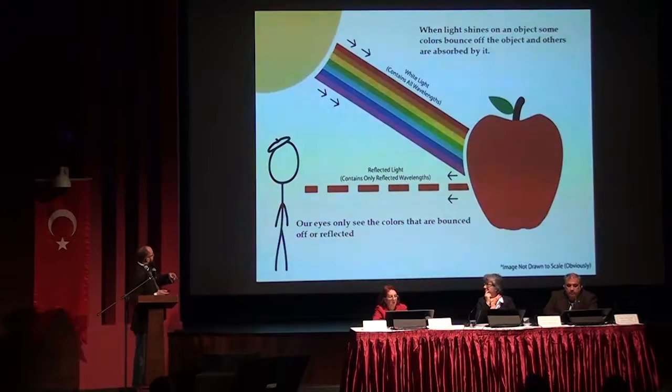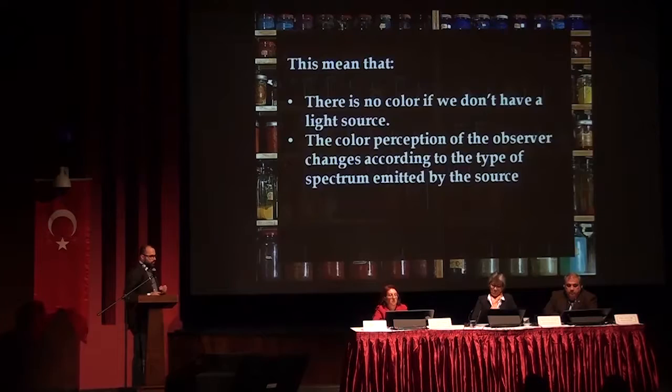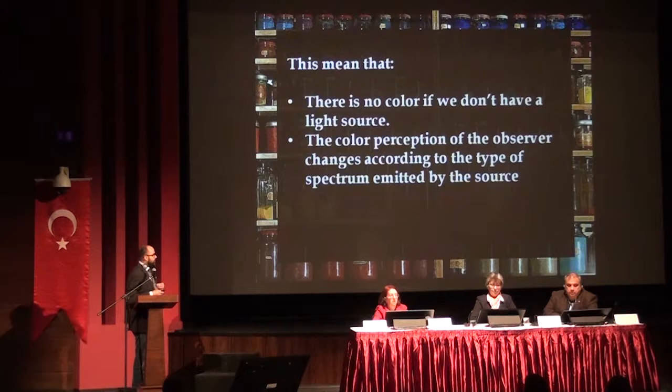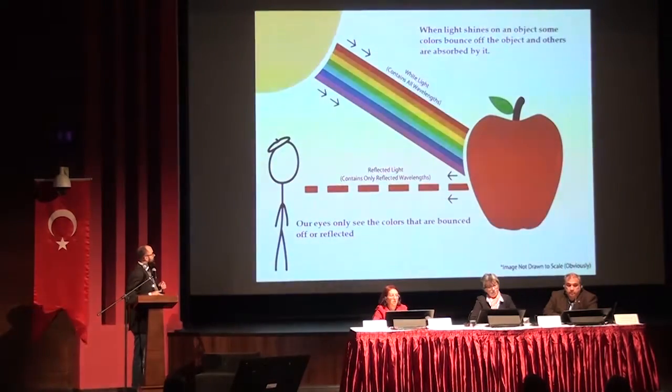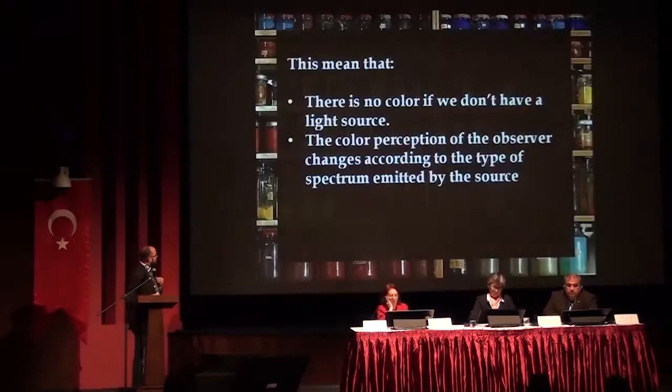Now we have a sun here, but if we have another kind of source, that source will project probably a different kind of wavelength, and the reflection may not be the same. So this means that the impression that we have from a color is based both on the source, because if you don't have a complete wavelength, the reflection is different, and on the observer.